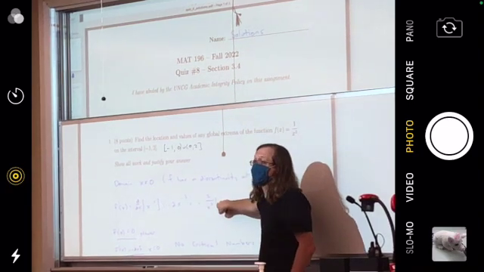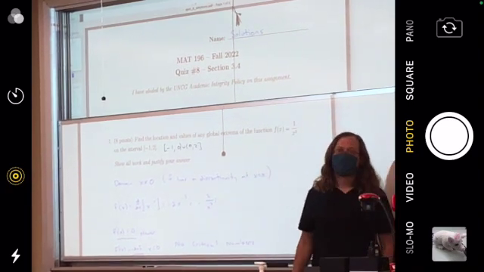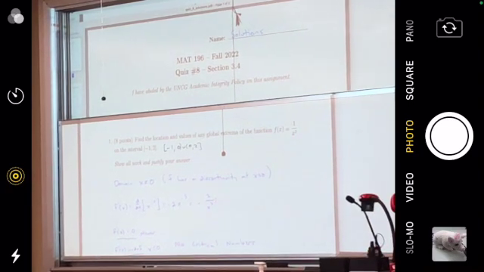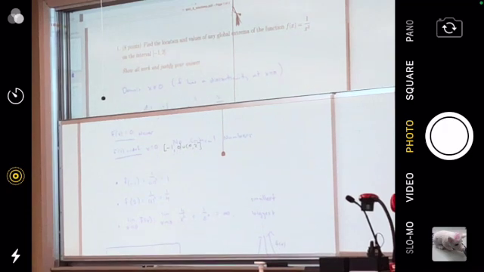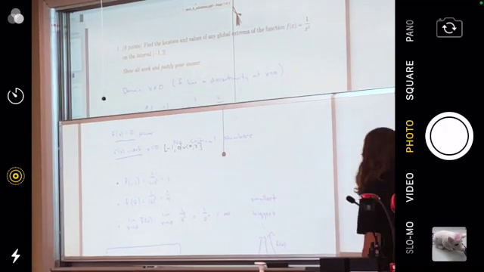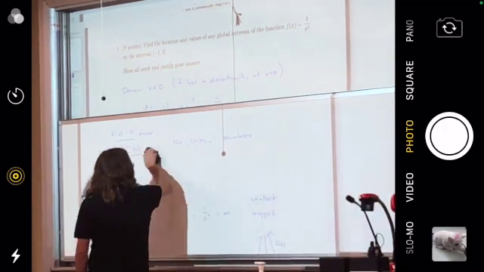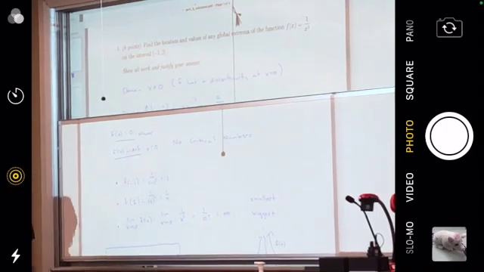Is that a critical number at x equals 0? No. Why not? So it's not in the domain. Critical numbers have to be in the domain. So the other reason I find the domain is to know my critical numbers. Alright, so I have no critical numbers. So what does that mean to do? How do I find absolute maxes and mins? I plug in endpoints, I plug in critical numbers, and I look at discontinuities.